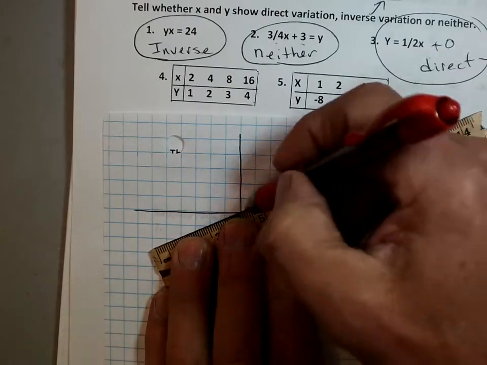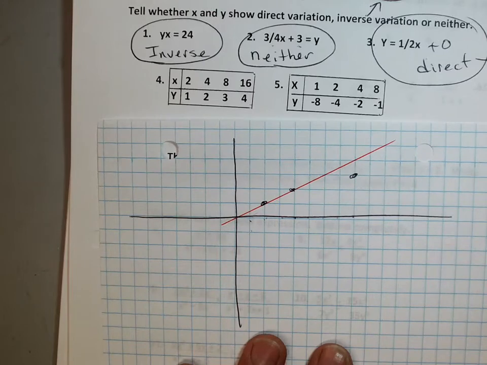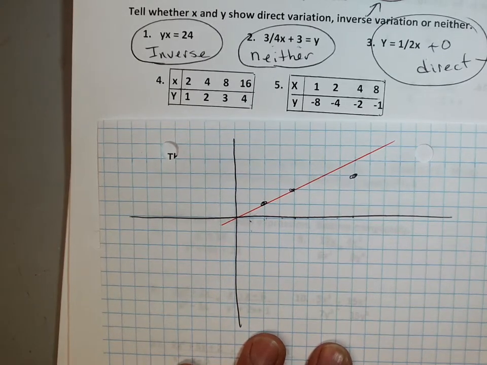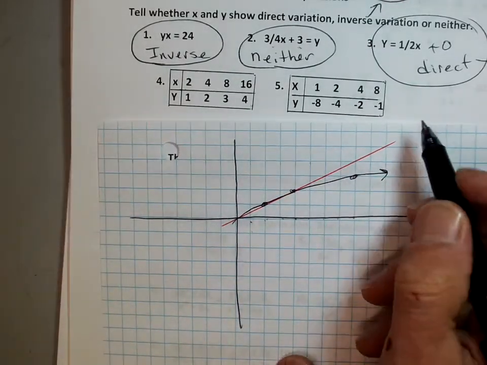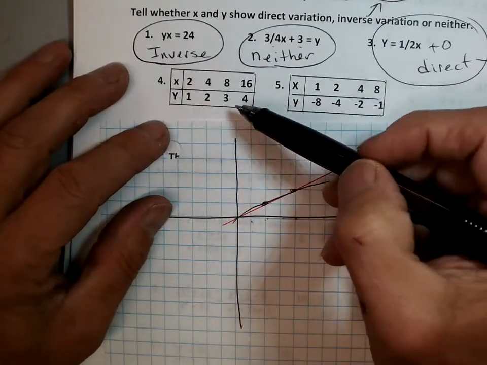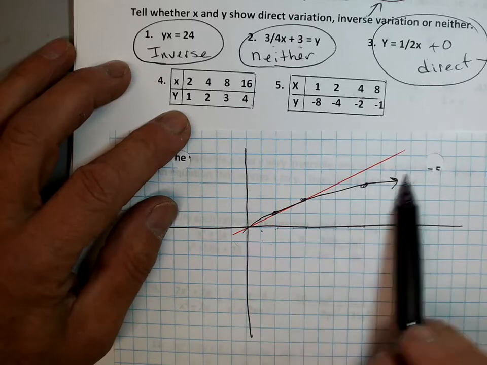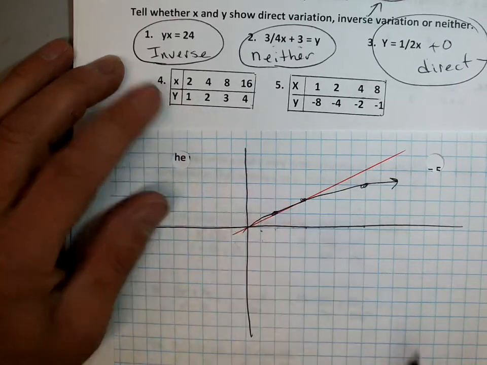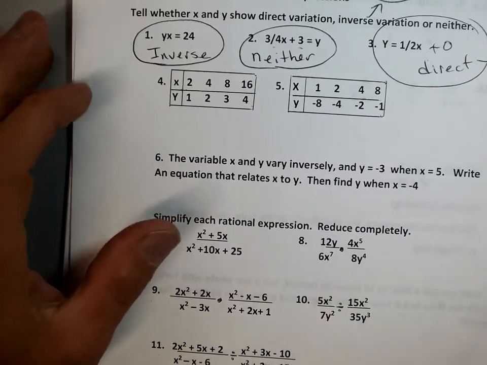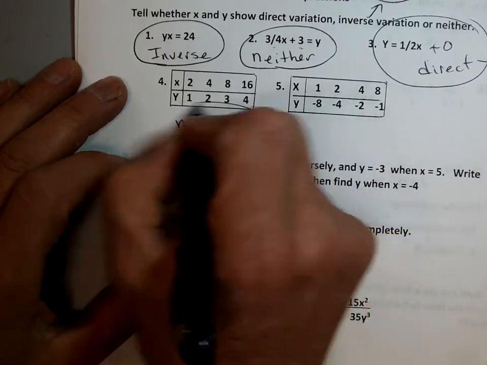In fact, let's check this out. The first 2 points made it look like it was going to be a direct one, right? But then it starts to curve on me. You see that? Since it curves, it can't be direct. And 1 times 2, 2 times 4, so this one's going to be neither. It's not straight, and it's not this times this equals the same number. But by graphing it and looking at it, it really helped me figure out what it was.